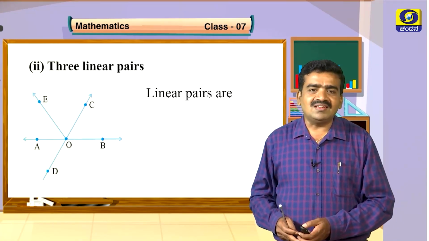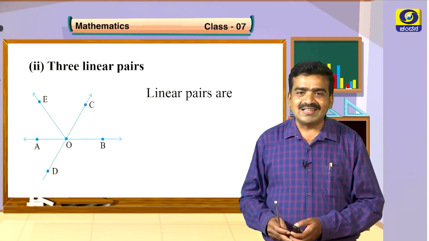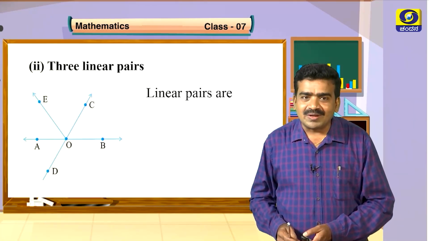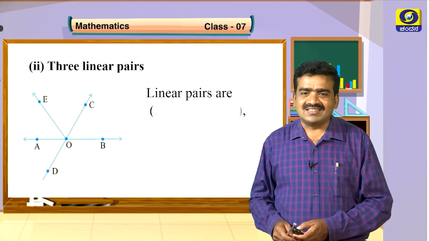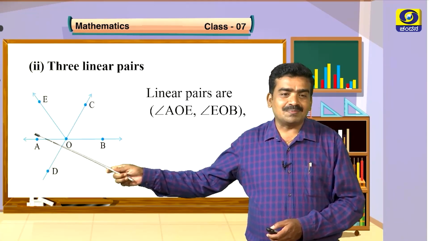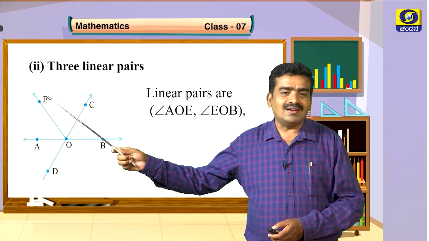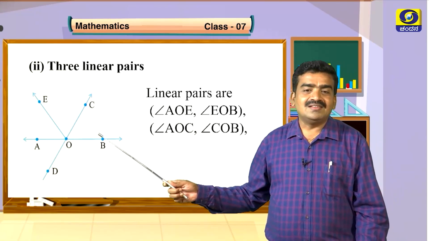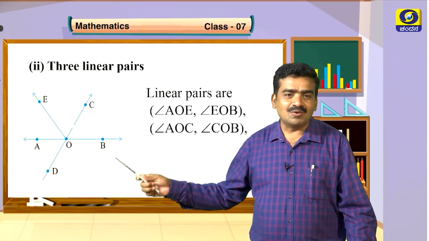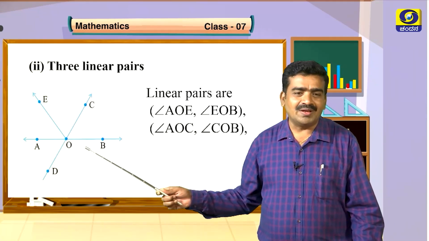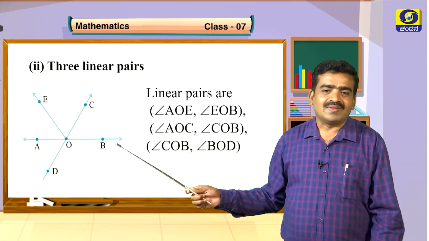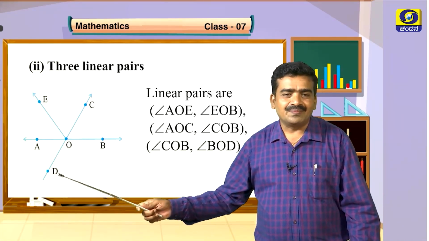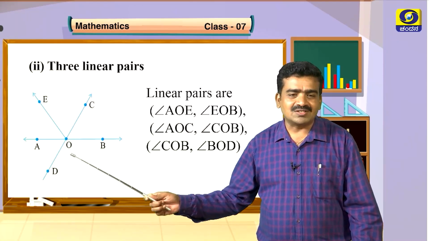Now, come to the 3 linear pairs. Linear pair means the sum of the angles should be 180 degrees and the non-common arms should be opposite to each other. In this case, look at the picture, AOE and EOB will be one pair of linear pairs, and AOC and COB will be another pair, and similarly COB and BOD, these two angles are a linear pair.